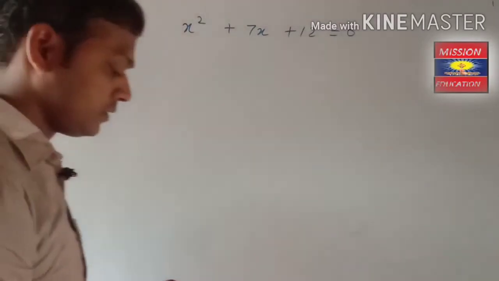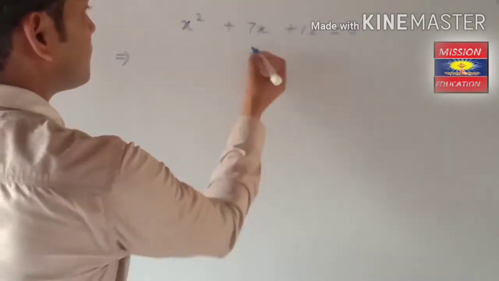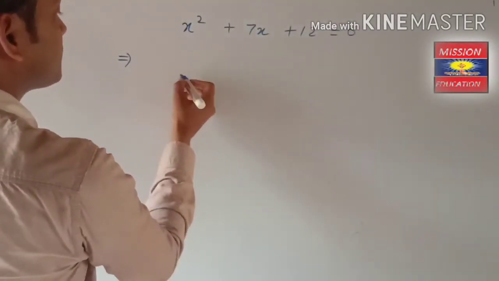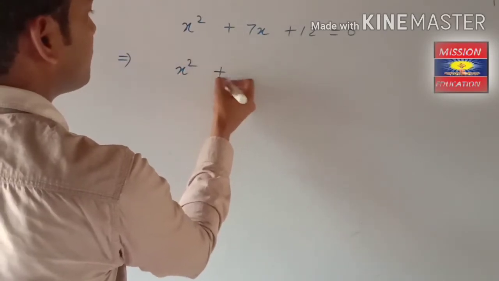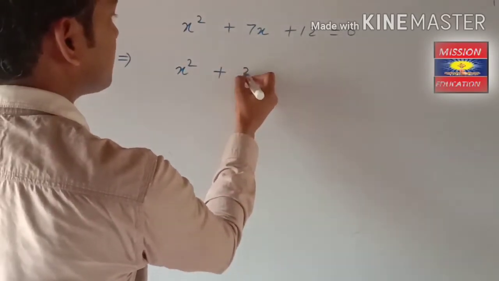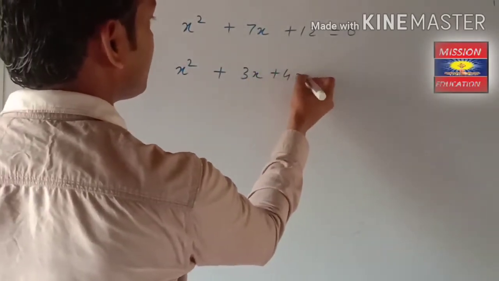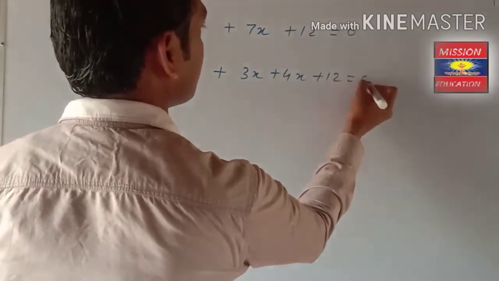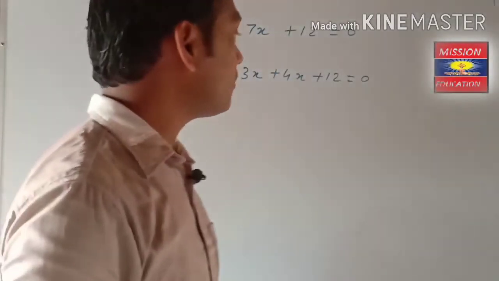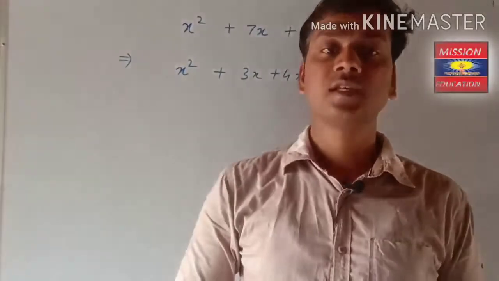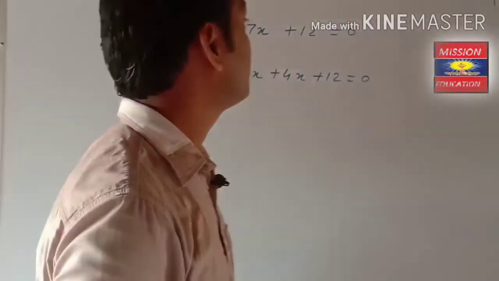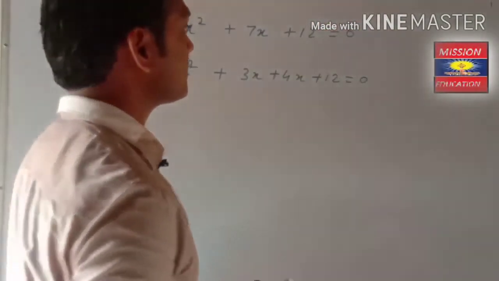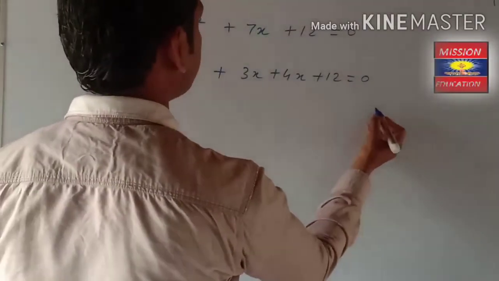So we can break 7x into two terms: x² + 3x + 4x + 12 = 0. I think everyone knows the middle term split method, but it is necessary to explain here.